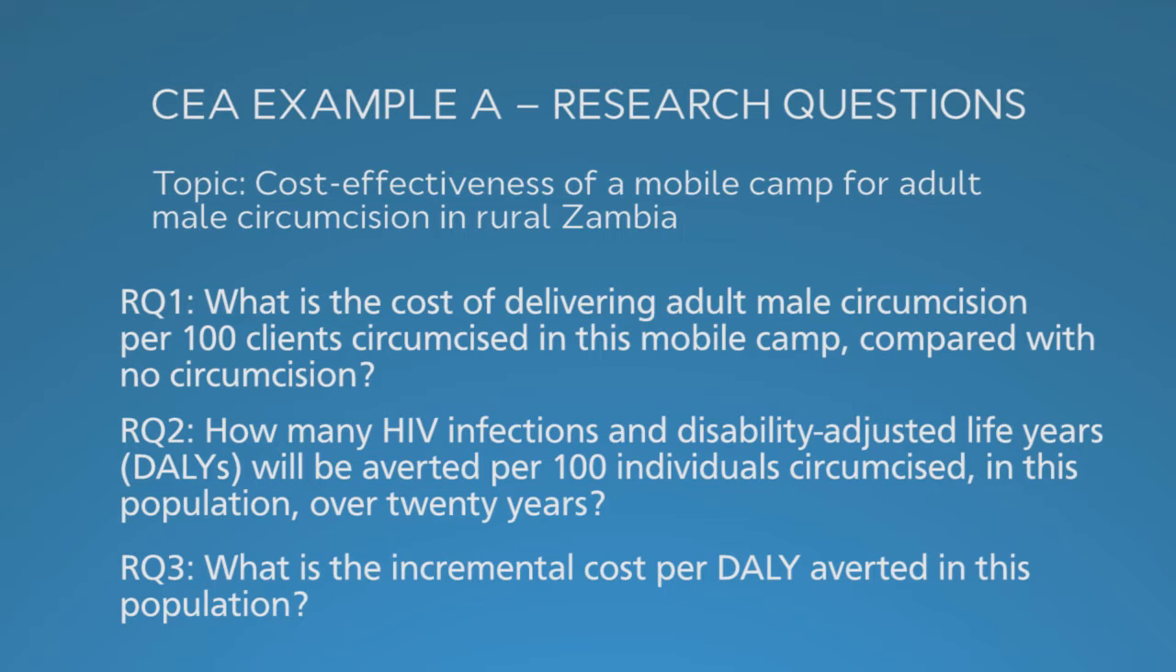These are the key research questions. We start with cost, which is easiest to understand even for non-economists. We then proceed to health effects, which in this instance is HIV infections and DALYs. Health effects are a little harder to understand, especially the DALYs. Finally, we combine the cost and health effects to arrive at the incremental cost-effectiveness ratio. Assembling the incremental cost-effectiveness ratios is the most complex and the last step in this process. Next, let's think about methods for each of these research questions.